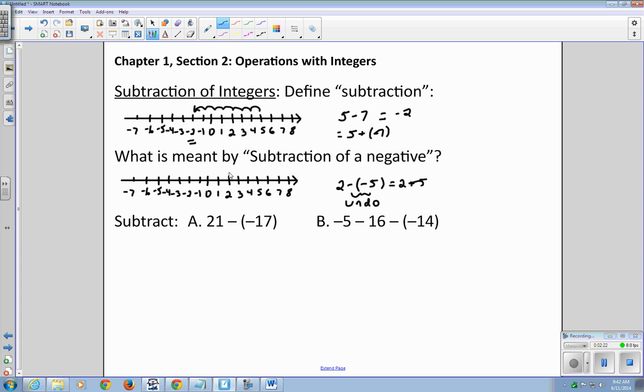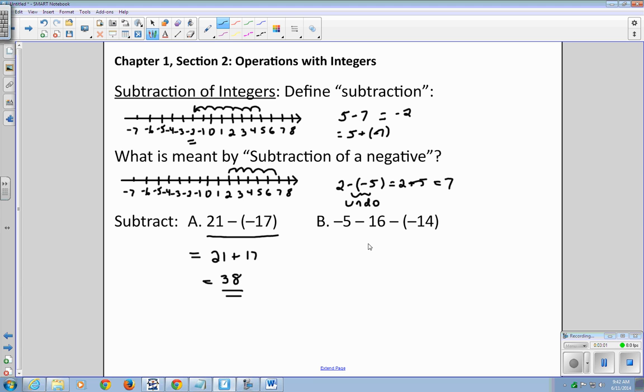So starting at 2, I'm going to go to the left in a negative kind of way, which means 1, 2, 3, 4, 5. Yeah, I get 7. The idea is very straightforward right here, but let's talk about just a couple of numbers like subtraction. If I see 21 minus -17, what does that mean I do? Well, because of the two negative signs right here, we're going to treat that as addition. It becomes 21 plus 17, which we know to be 38.